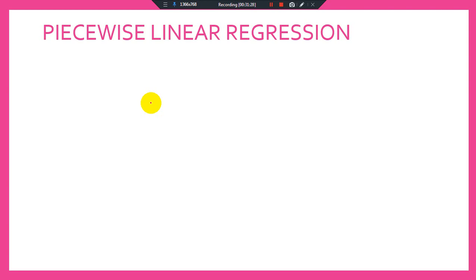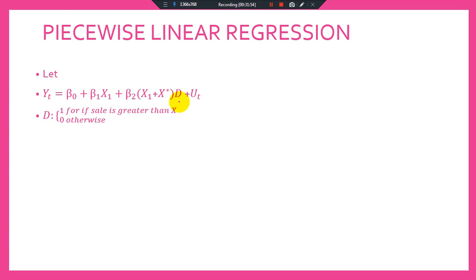Okay, piecewise linear regression. When we have a dummy variable and we want to run the piecewise linear regression, we have yt is equal to beta naught plus beta 1 x1 plus beta 2 (x1 minus x*) D, where (x1 minus x*) D is the interaction term which we are going to find here. D is the dummy variable, plus ut. So here we have a dummy variable, one for sale greater than x*. So we want to check the impact of sale on commission.